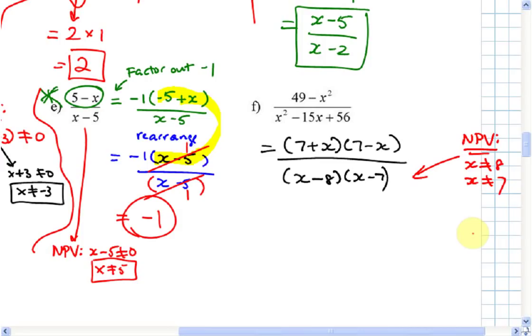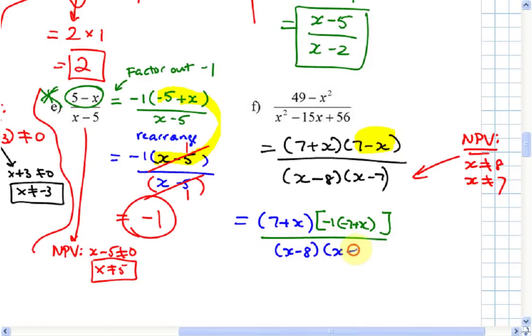7 minus x on the top, x minus 7 on the bottom. Almost the same. Put the negative 1. Just like before, what do we need to do? Put the negative 1. Let's just rewrite this, okay? So 7 plus x, and let's rewrite that part as negative 1, and then what goes inside the bracket there? Negative 7 plus x, sure. Or x minus 7. Okay, or x minus 7, yeah, your choice.